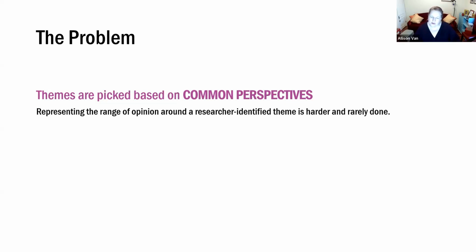You're coding individual interviews, then you're looking at, okay, what are the codes that are common across interviews? Okay, so here's a theme picked out across multiple interviews. That's really what the process of coding is all about, is finding these patterns. It's much more tricky to represent the range of opinion around a researcher identified theme.